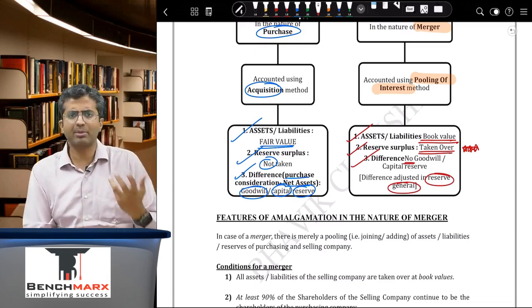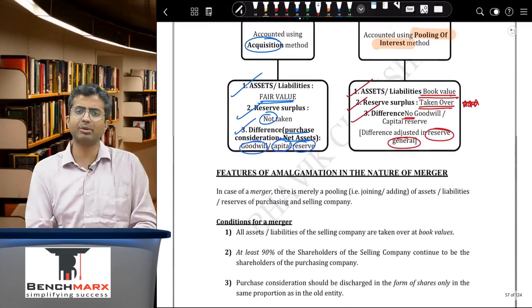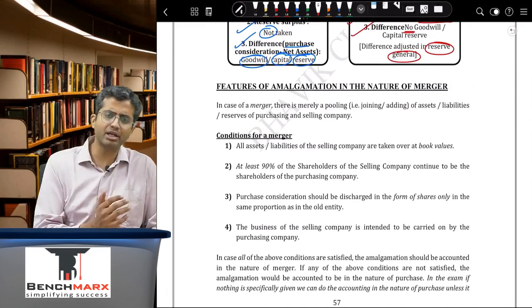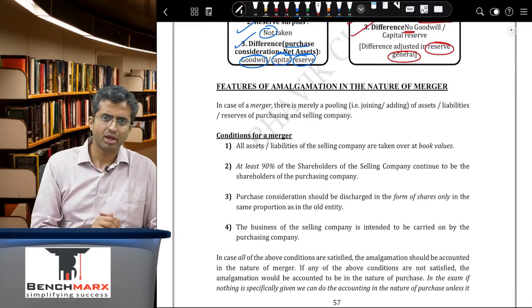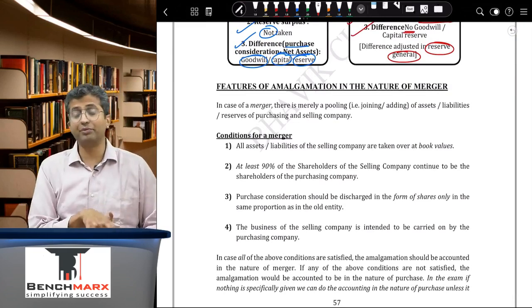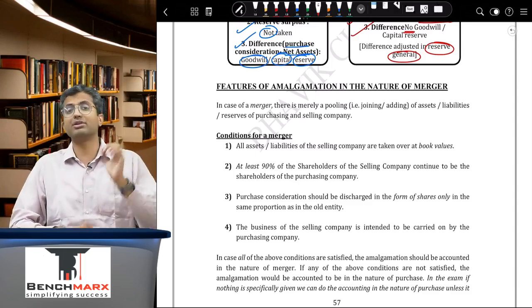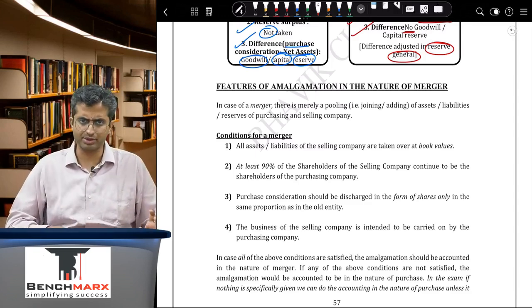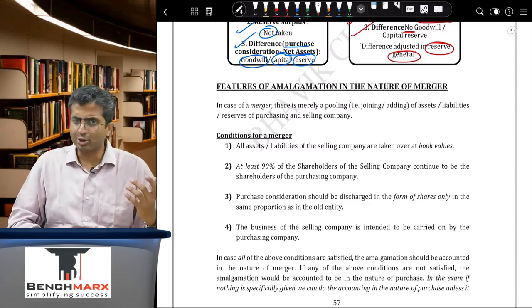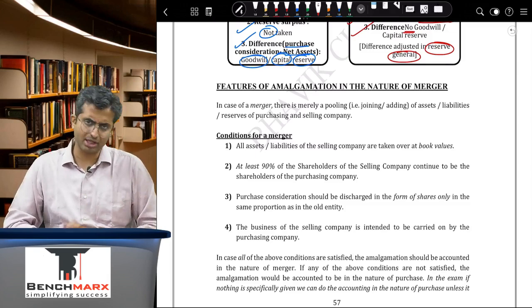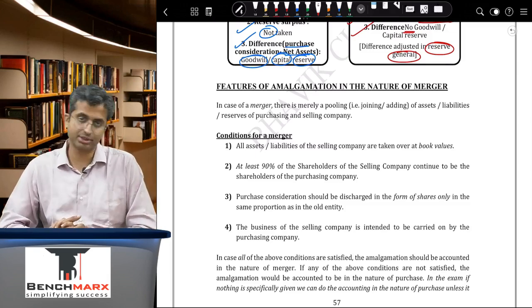Okay sir, all this is fine, but how will we know in the exam whether it is amalgamation in the nature of purchase or merger? Well, the institute has defined 4 conditions, and if these conditions are fulfilled, it is amalgamation in the nature of merger. If one of them is not, it is in the nature of purchase. Sometimes adequate data is not given in the question, so as a thumb rule, if nothing is given in the question, you can use amalgamation in the nature of purchase.